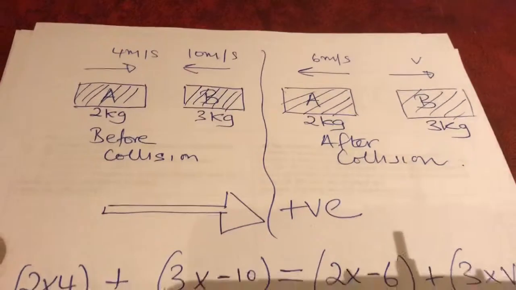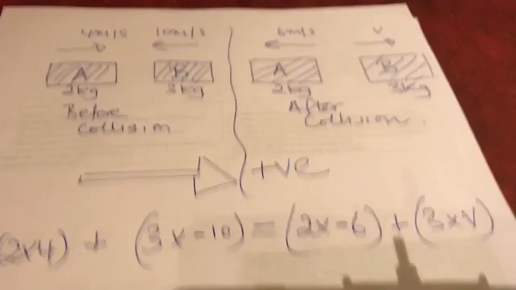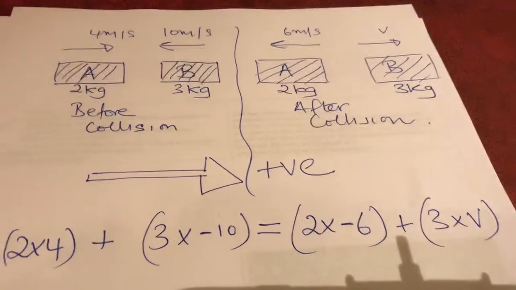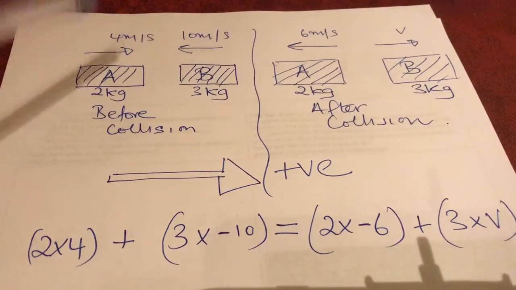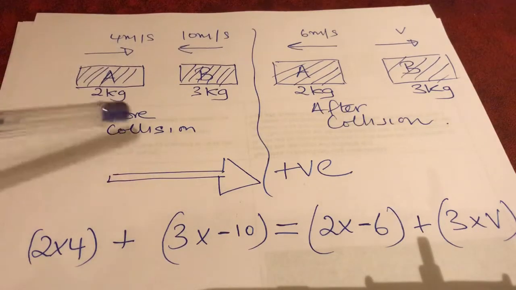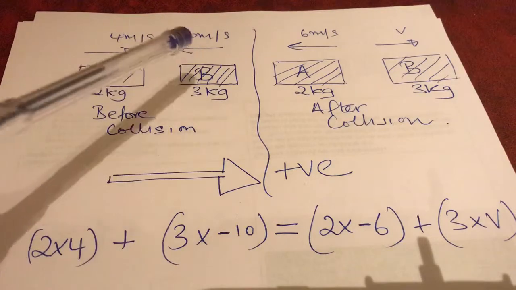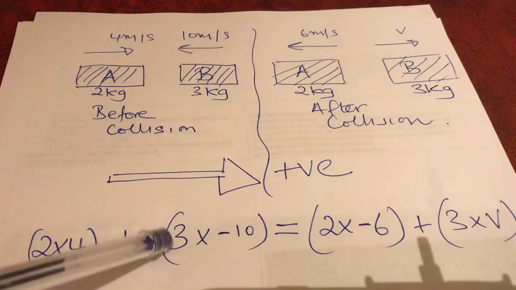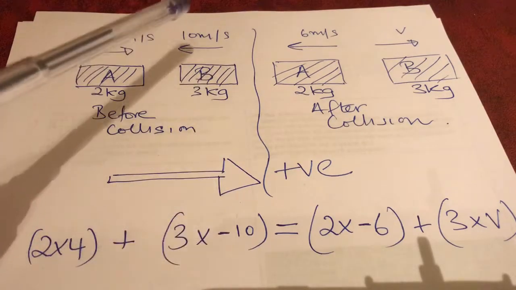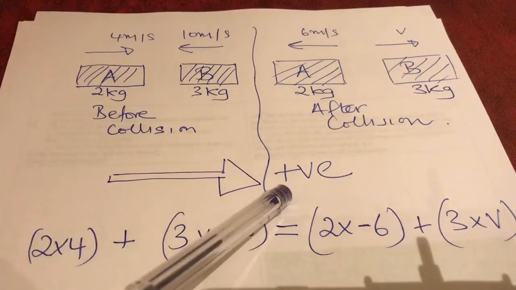As a result, it's important to take into account how we use vector quantities. For mass A, we are looking at the mass, which is 2 kilograms, times positive 4, which means it's moving towards the right. However, for the momentum of mass B, we take the mass times minus 10, hence it's moving in the opposite direction to the positive sign.